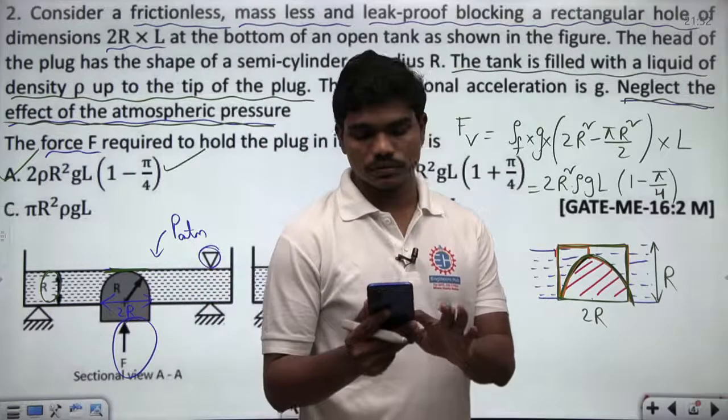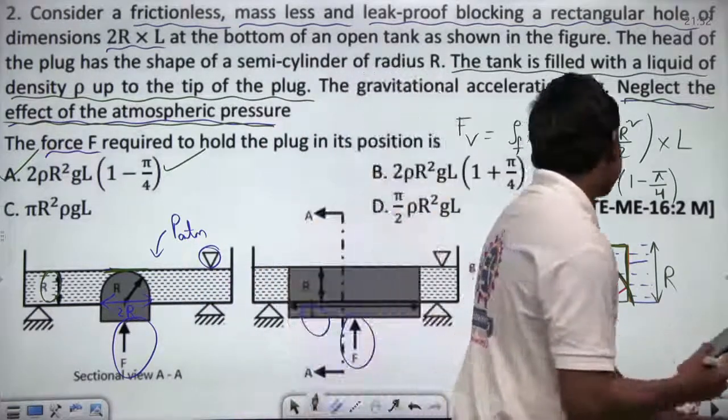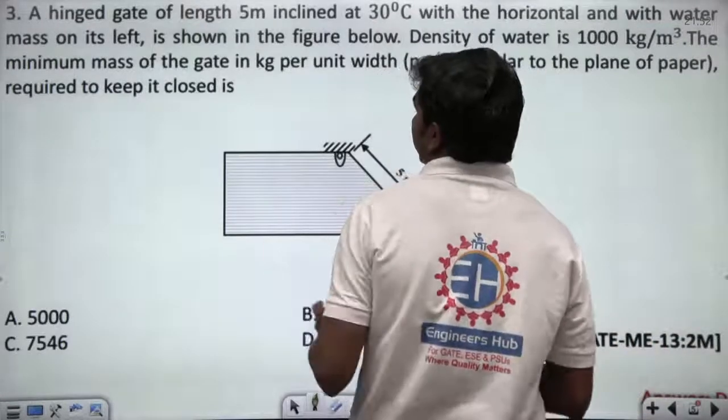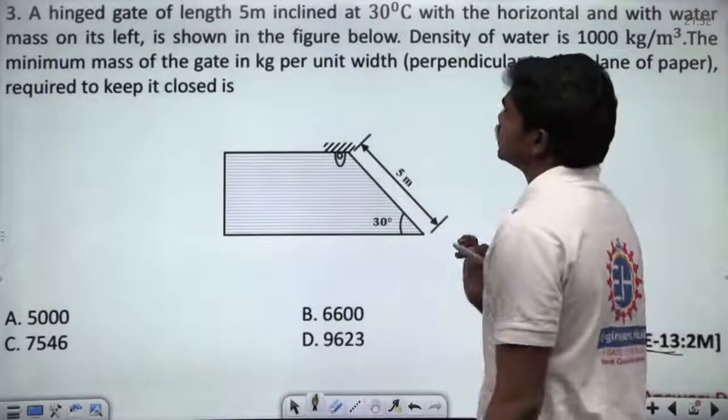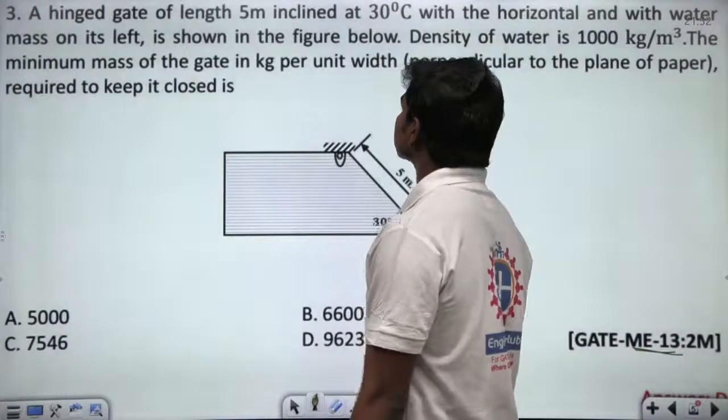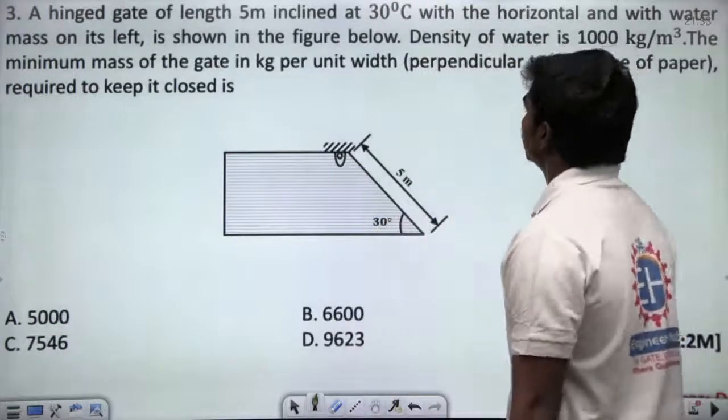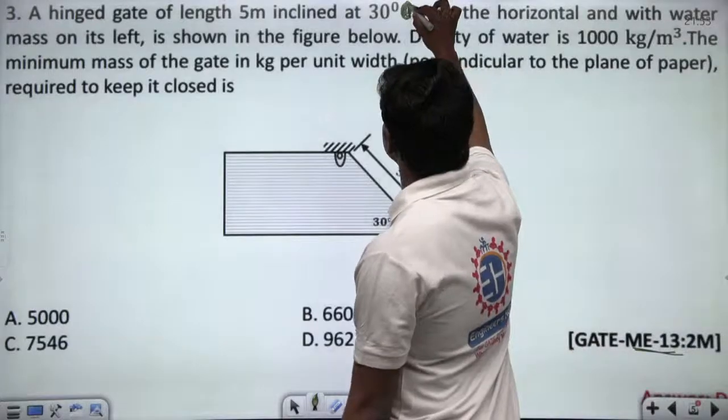Fine. Okay, good. Look here. Next, let's go for the next question. A hinged gate of length 5 meters. This is a question from Mechanical 2013. So see here, a hinged gate of length 5 meters inclined at 30 degrees. I'm sorry, this is not degrees Celsius. This is 30 degrees. Okay.